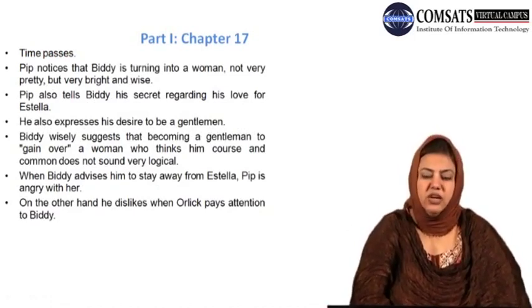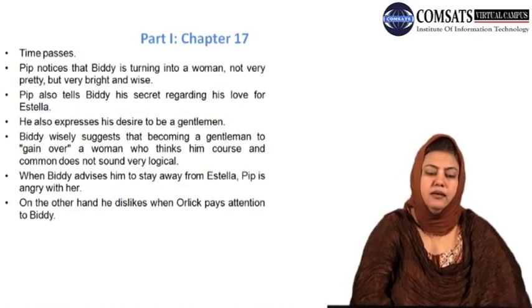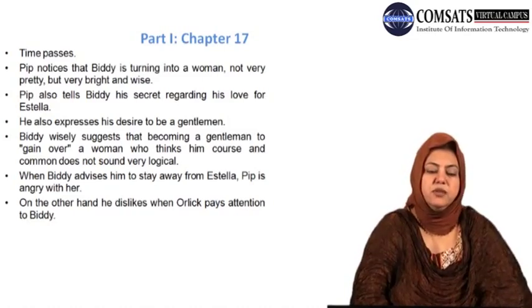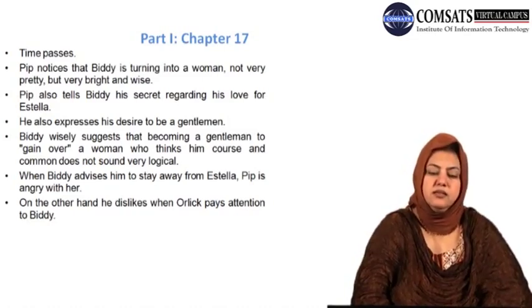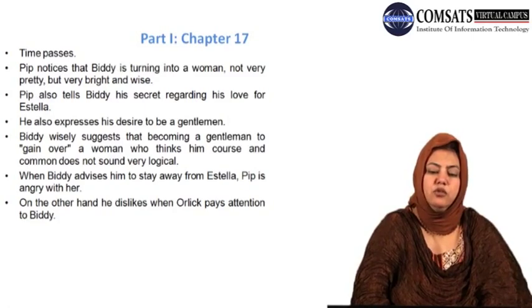This brings us to chapter 17 of part 1, and what happens in this chapter is that time passes. Not only is Pip growing in years, but Biddy is a young woman now. Pip notices that Biddy is turning into a woman, not very pretty but very bright and wise. Pip also tells Biddy his secret regarding his love for Estella.